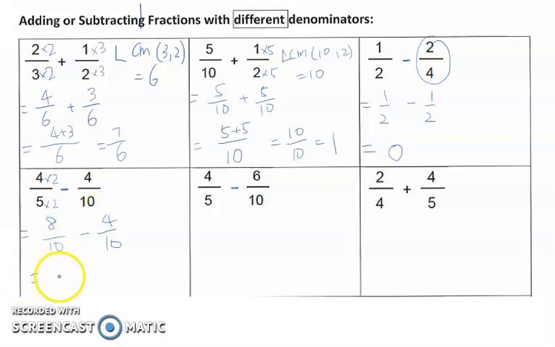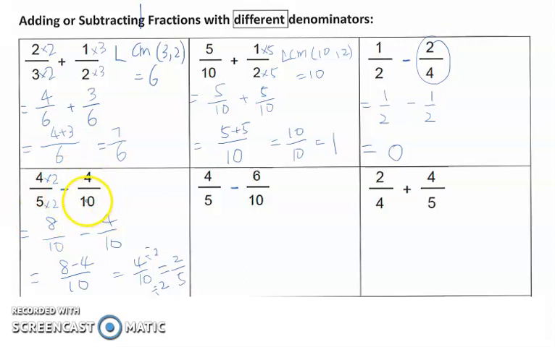Now we have the same denominator, so what we can do is keep it over 10, and take the second top number away from the first, so that will give us 4 over 10. Now please remember, if your final answer can be simplified, you need to simplify the answer. We can see that both the top and the bottom can be divided by 2. So 4 divided by 2 is 2, and 10 divided by 2 is 5. So the answer is 2 over 5.